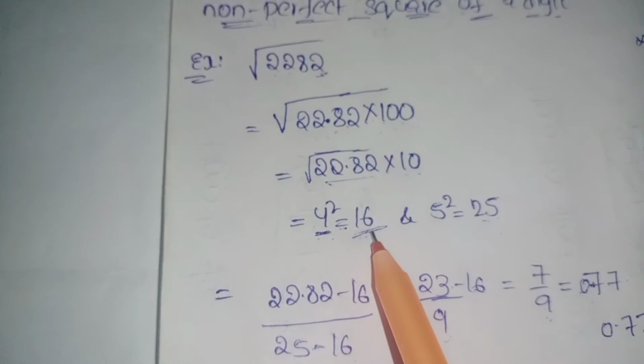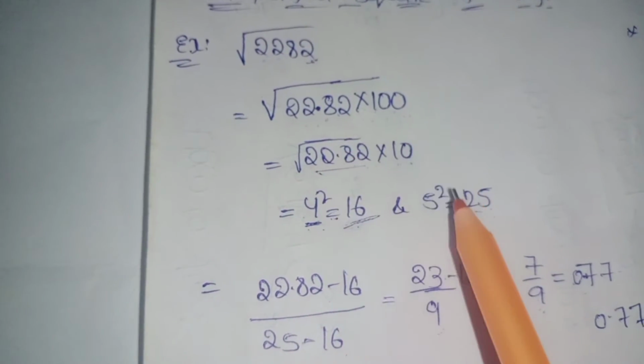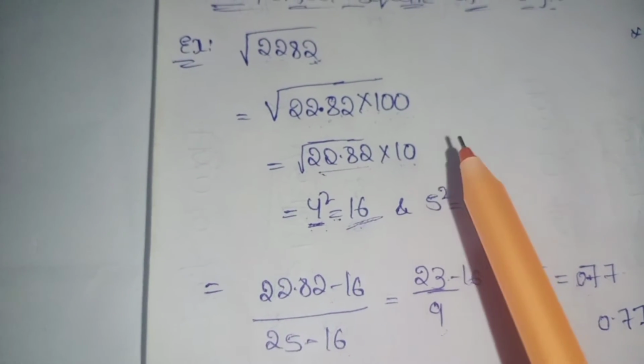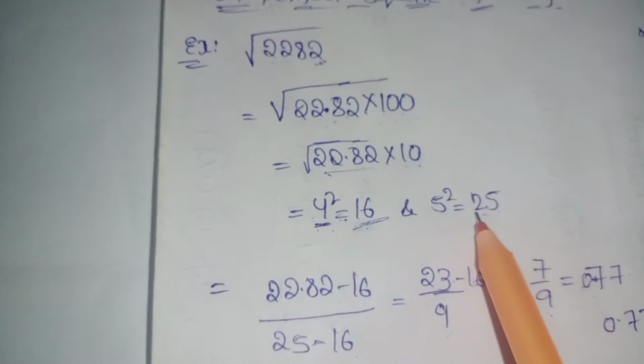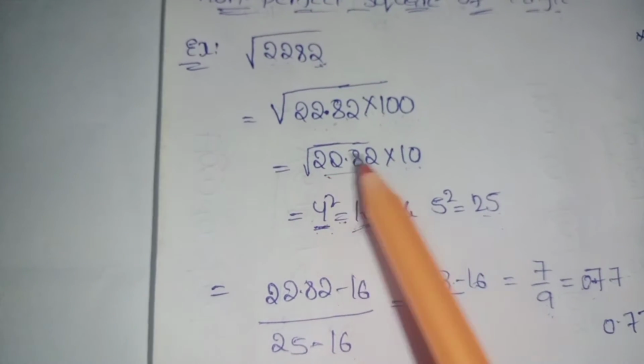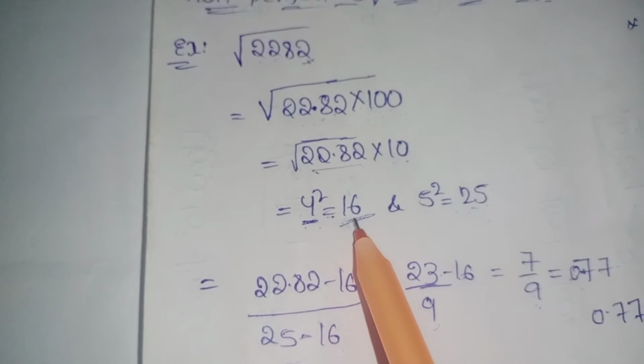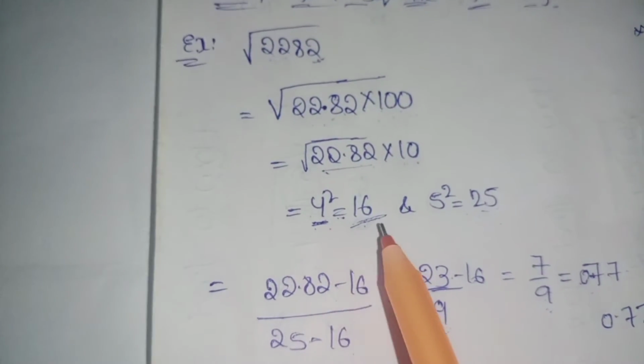4 squared is 16. 16 is less than 22. And next, what is the nearest square value greater than 22? 25. 25 is greater than 22, right? That's why I'm taking 5 squared equal to 25, and 16 is less than 22. That's why I'm taking 4 squared equal to 16.